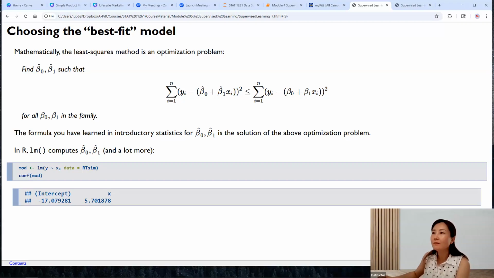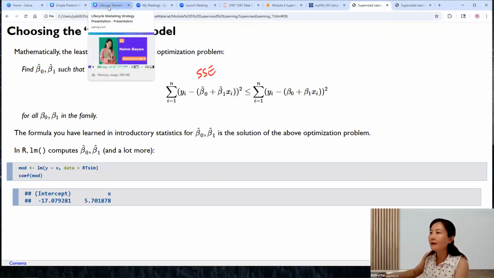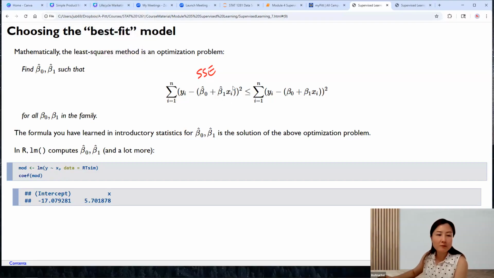It turns out that the least square method can be used to find the best model for simple linear regression. It is actually an optimization problem. Namely, we want to find beta 0 hat and beta 1 hat, the intercept and slope, so that the sum of square error is minimized. If you plug these two estimates into the sum of square error formula, you should achieve the minimum. This one must be the smallest among all the possible SSEs for different models. Okay, so this is the least square method.